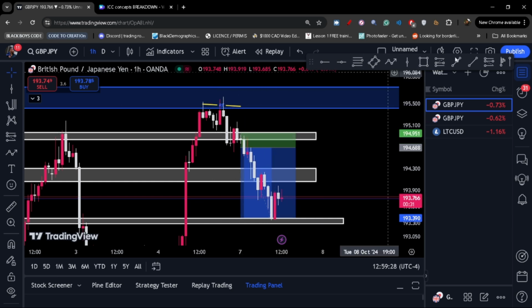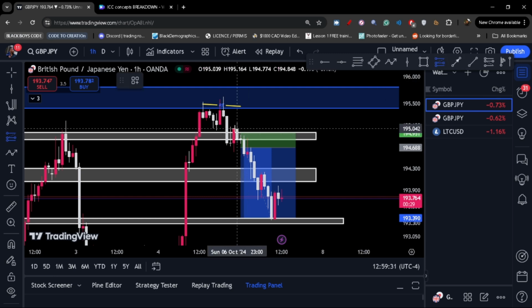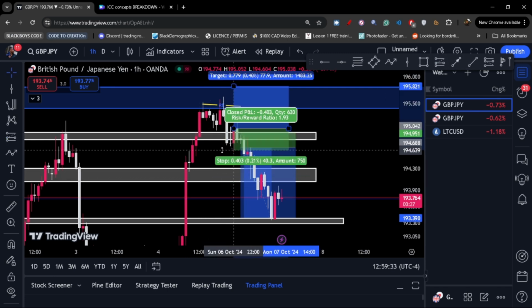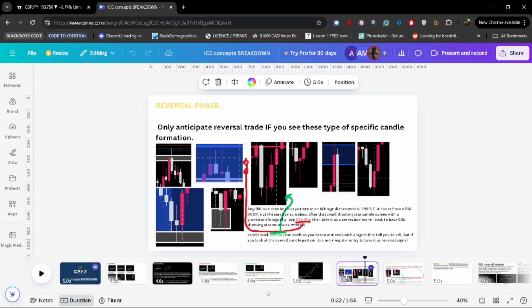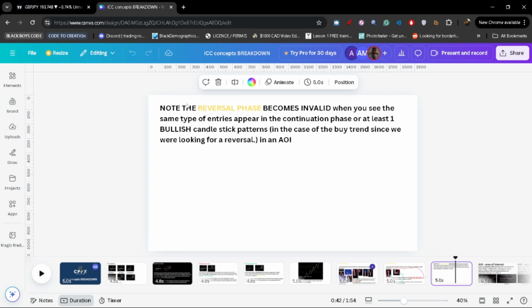But on my second trade, I took another buy here, and as you can see, price almost hit my stop loss. I pulled out early. Why? Because in my trading plan, I specifically say, note that the reversal phase becomes invalid when you see the same type of entries appear in the continuation phase, or at least one bullish candlestick pattern appear in an area of interest. So if price is buying, we look for one bullish candlestick pattern. If price is selling, we look for one bearish candlestick pattern.